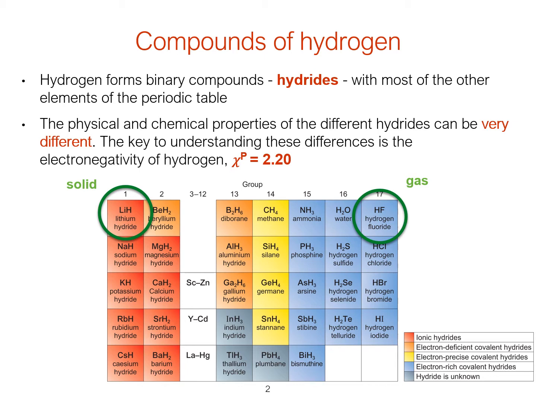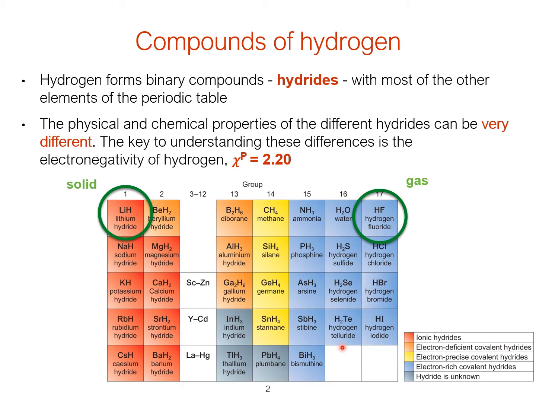Not everything, so you can see at the bottom of some of the groups here, the hydrides aren't known. But yeah, with most things, and as I said, these are called hydrides. But the properties of these differ tremendously throughout the periodic table. And the main thing that governs this is the electronegativity of hydrogen, and that is 2.2.